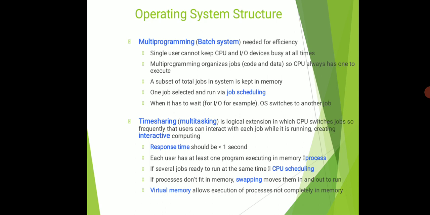Time sharing, also called multitasking, is a logical extension in which the CPU switches jobs so frequently that users can interact with each job while it's running, creating interactive computing. Response time should be less than one second. Each user has at least one program executing in memory, a process. If several jobs are ready to run at the same time, CPU scheduling will handle it. If processes don't fit in memory, swapping moves them in and out to run. Virtual memory allows execution of processes not completely in memory.